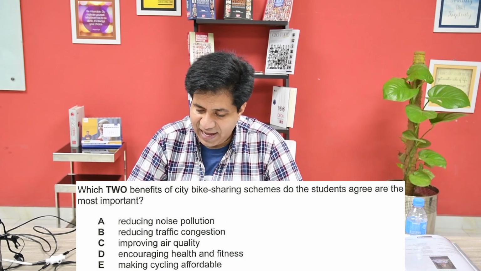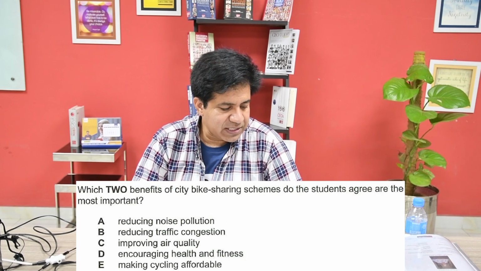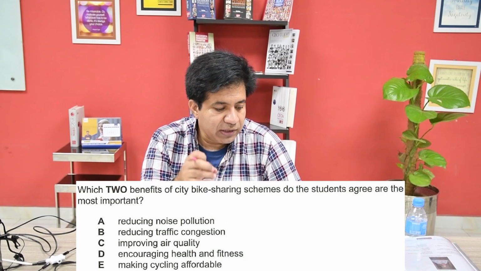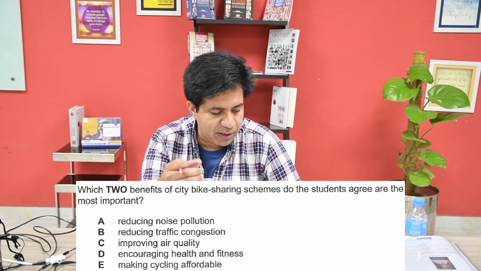Now I play this again. Just listen calmly and see why E, D and A are wrong options. They spoke about E first, then D, then they moved up.